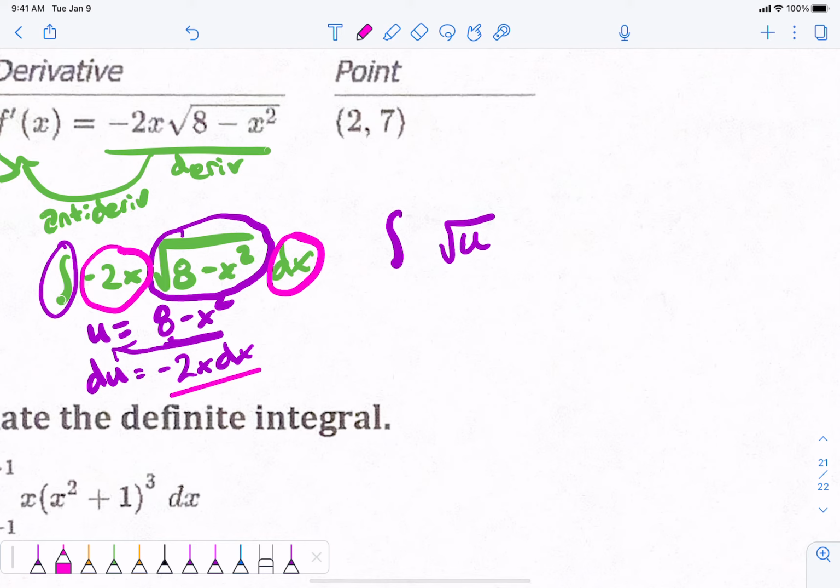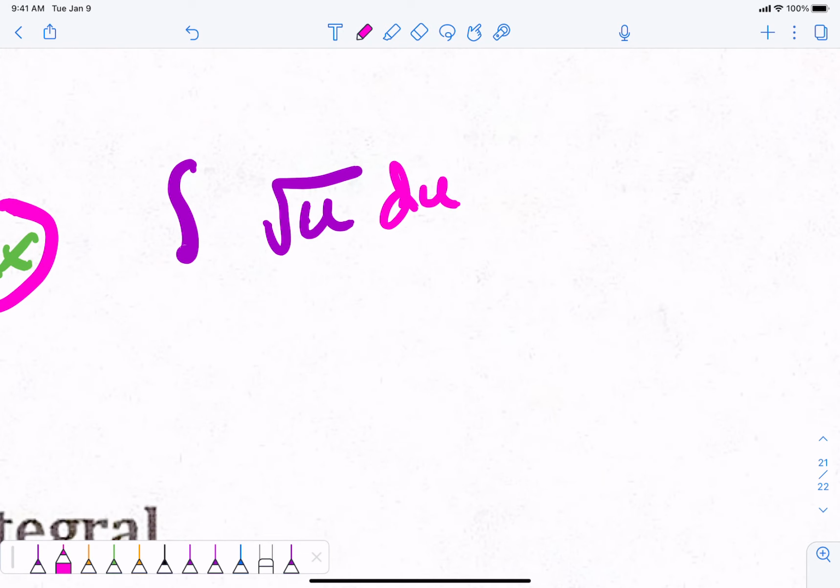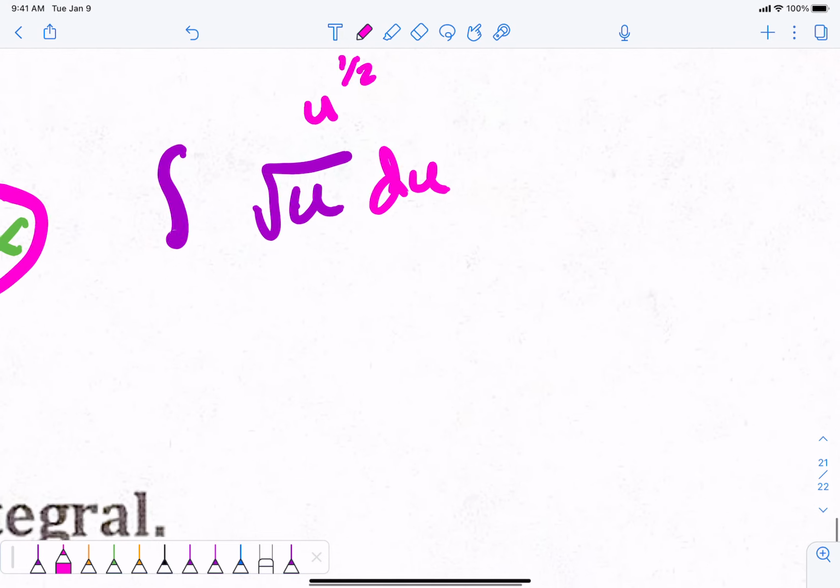Negative 2x dx. What do I put in its place? du, right? I don't have to divide anything over because everything appears in the du part. So all I have to do is take the antiderivative of the square root of u du. But the square root of u is like saying u to the 1/2 power.